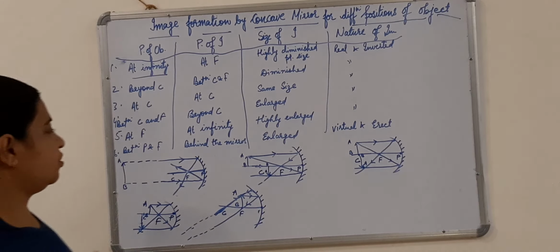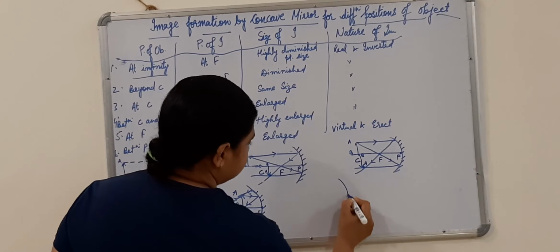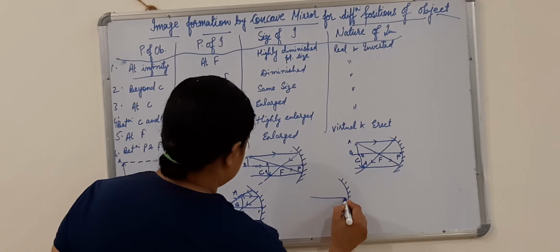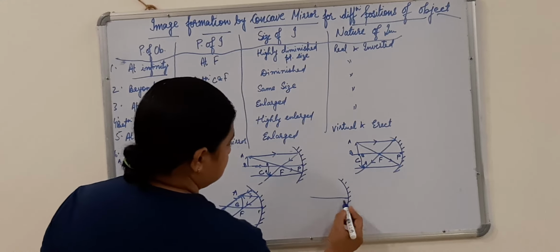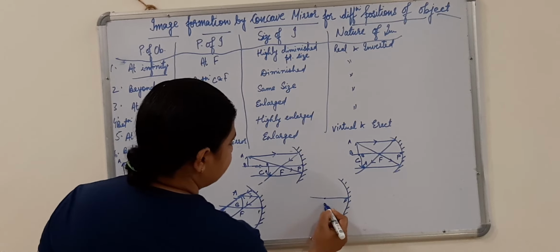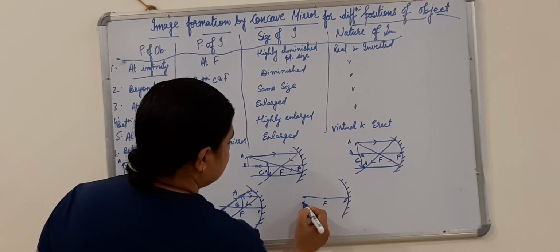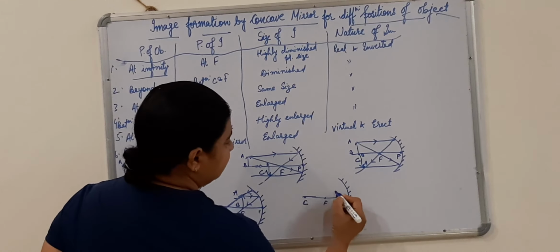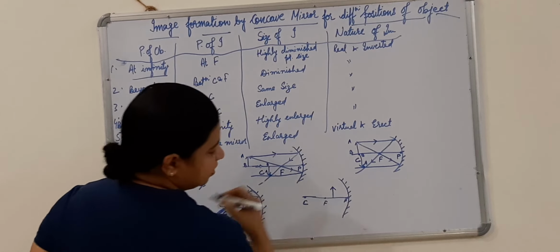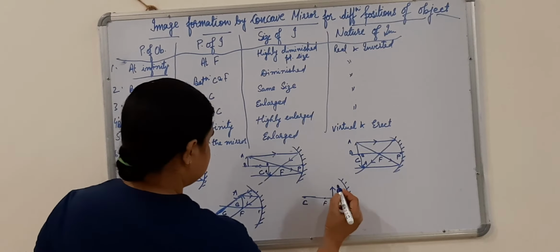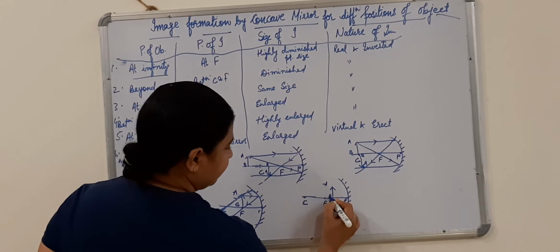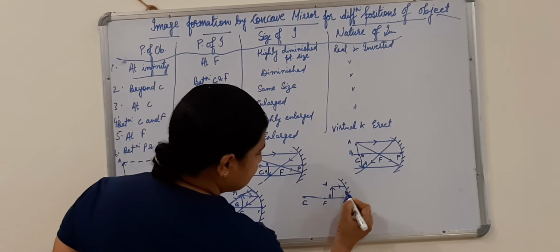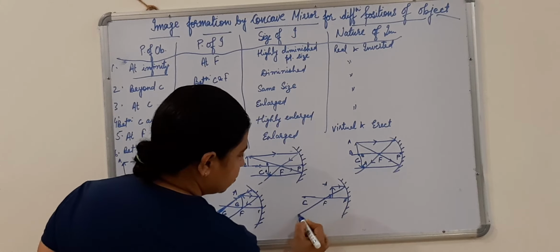Now our next position. This is my center of curvature. This is my pole. This is F and this is the center of curvature. Now the object is between F and P. This is my object. Name of the object is AB. Fine. Any ray of light coming parallel to the principal axis, after reflection, will pass through the focus.